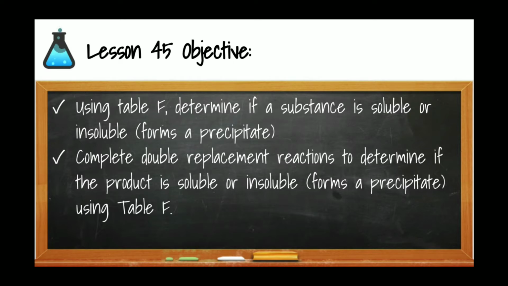In this lesson, we will be using reference table F. So if you don't already have it out, take out your Regents Chemistry reference table. We're going to use it a lot today. We're going to use reference table F to determine if a substance is soluble or insoluble. When a substance is insoluble, it is said to form a precipitate. Then we're going to complete double replacement reactions to determine if the product is soluble or insoluble, again using reference table F. So make sure you have reference table F and you're taking notes.